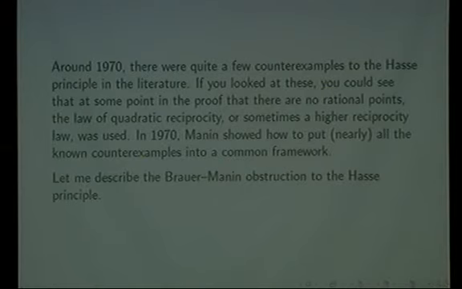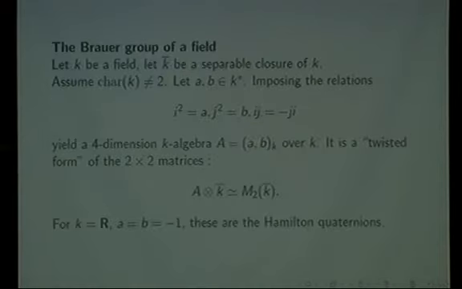This is the Brauer-Manin obstruction to the Hasse principle. So for the time being, I'm discussing rational points. We'll come to integral points later. So for this, I have to explain a bit of algebra. What is the Brauer group of a variety? But to start, I start with the simplest variety, which is the spectrum of a field.